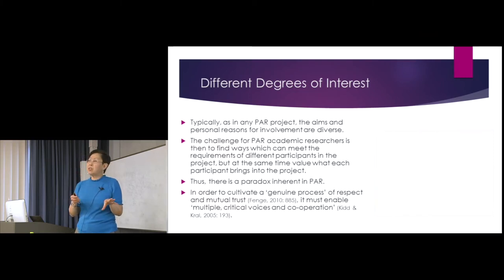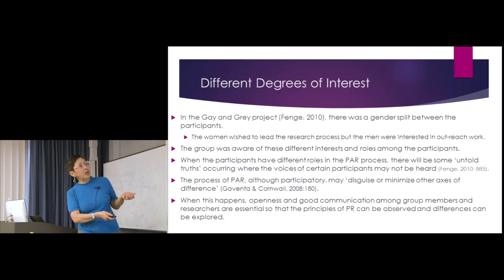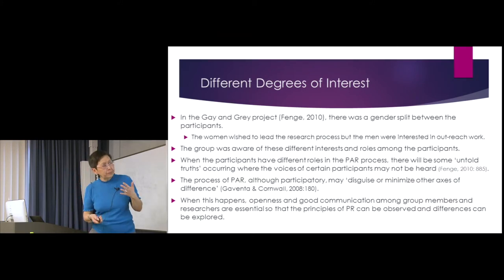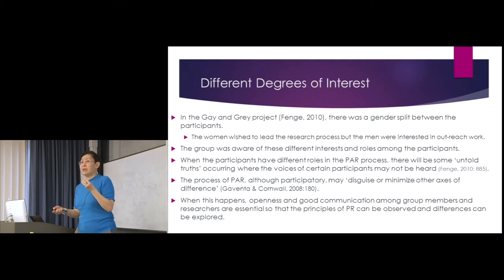I might be interested only in the dissemination process or something like that. So then that means that your participant cannot fully participate in your research. So you have to cater for this sort of thing. Different degrees of interest may happen. And also the responsibility in the research project may be different, and that is part of this degree of interest.